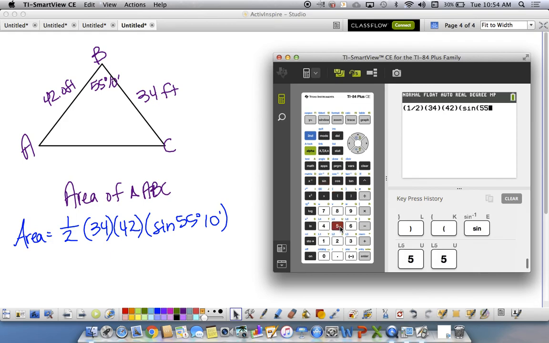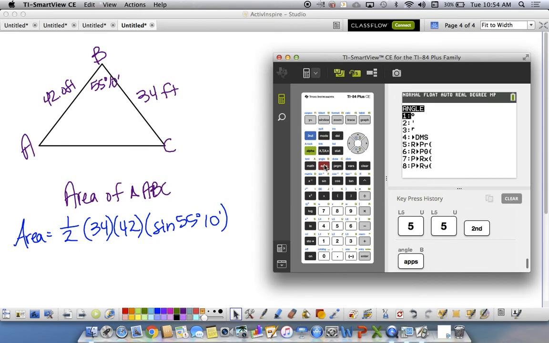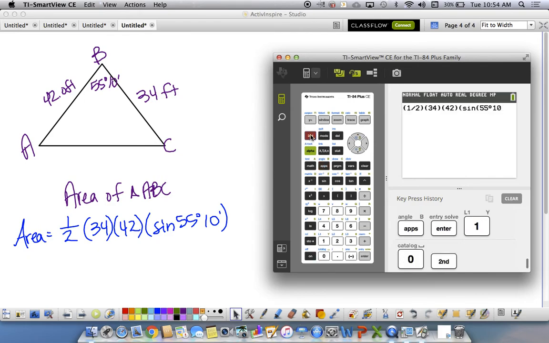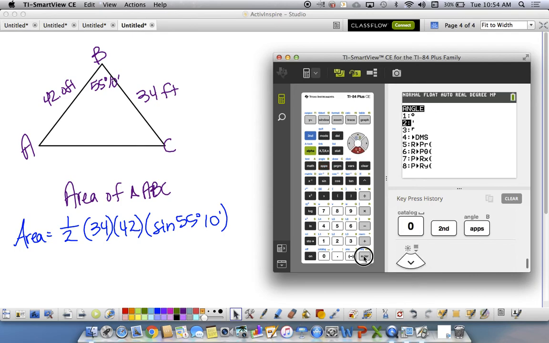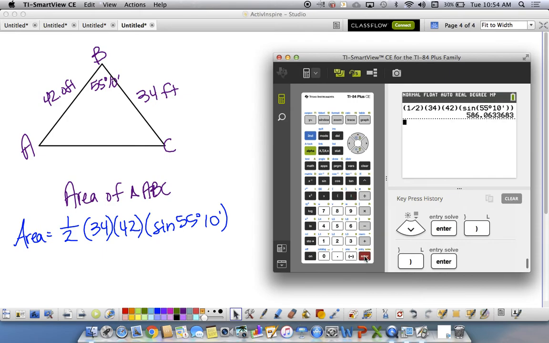Now, I still am in degrees. I'll say 55, and remember where we go, second apps, or the angle button, hit degrees. And then 10, second apps to minutes. With my last parentheses, I'm going to hit enter. So my area should be approximately 586. Do I need any decimals? I have 3 sig figs. So 586 feet squared.